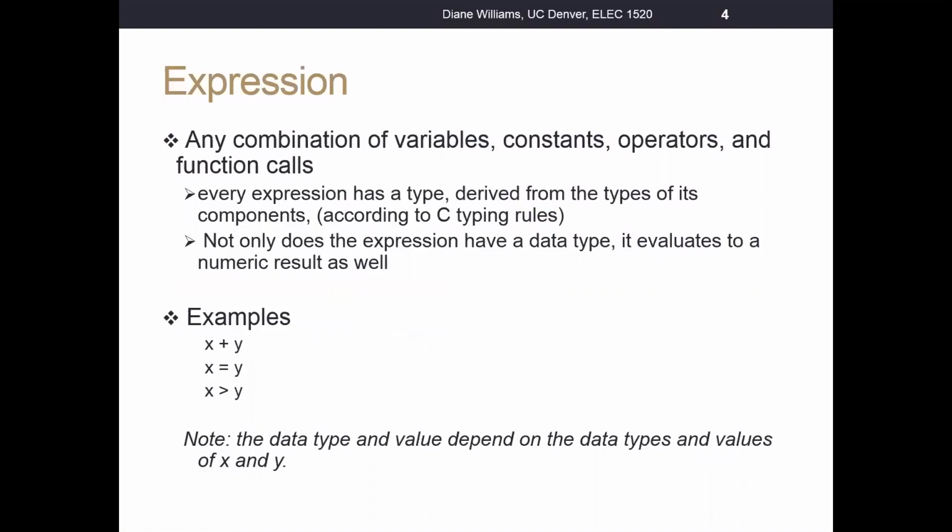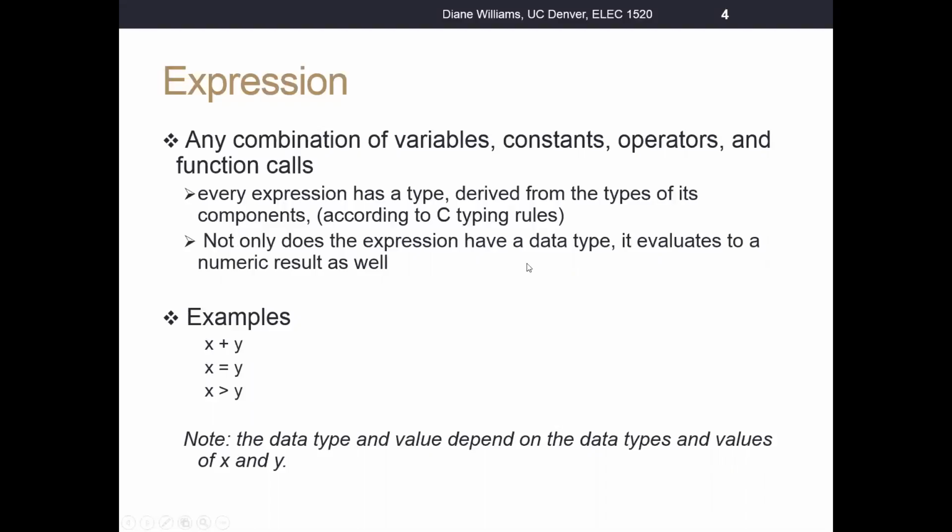So an expression can be any combination of variables, constants, operators, and function calls. Every expression has a type. That type is derived from the types of its components. Down here, we're adding x plus y. The type of that expression would depend on the type of x and the type of y. So we'll go into some more concrete examples later.